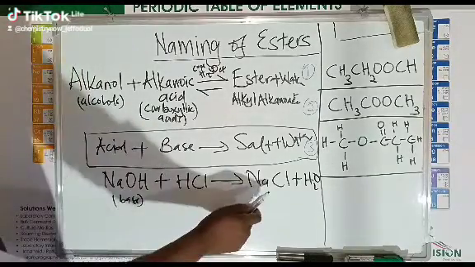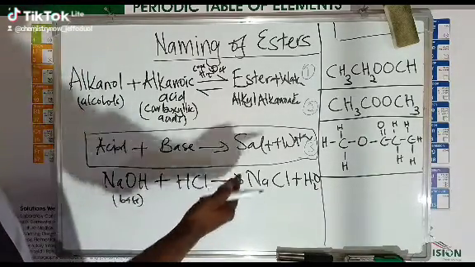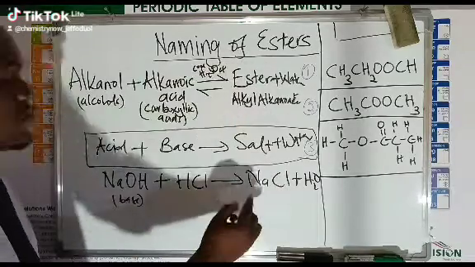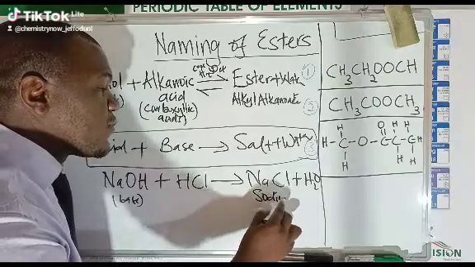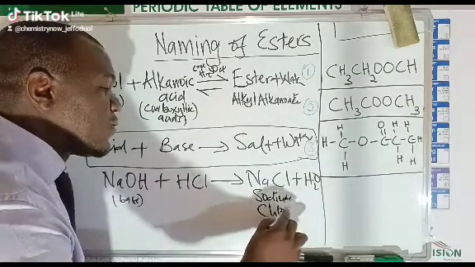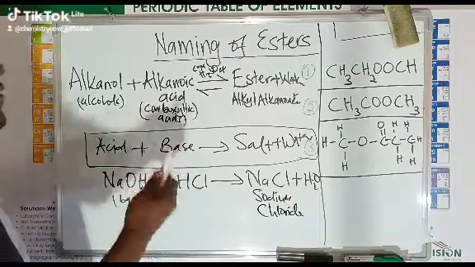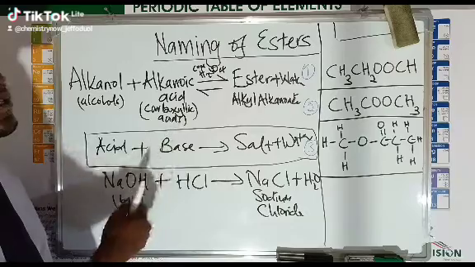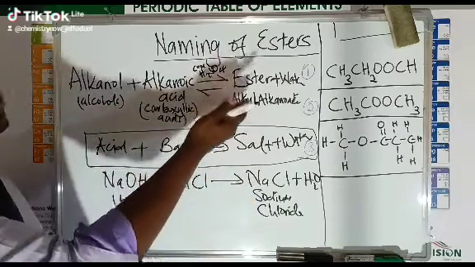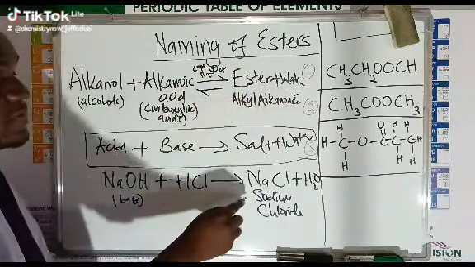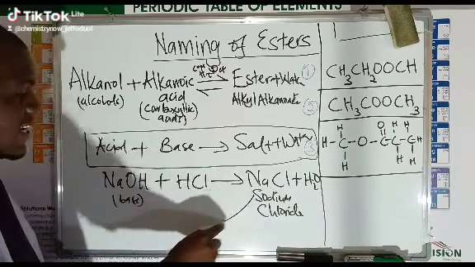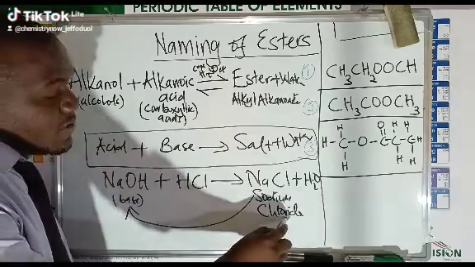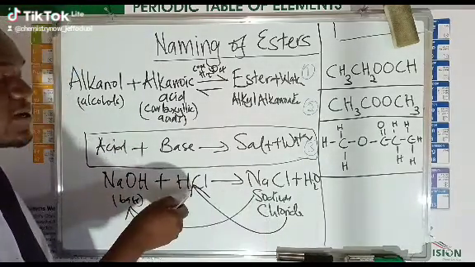Now you can see that the salt formed here, which we can compare to the ester, is called sodium chloride. Now this is important because it will inform how we are going to name the ester. Sodium, the first part of the name, you can see a salt must have two parts in a name. Just like esters also have two parts, alkyl alkanoate. Now the first part of the name of the salt comes from the base. Sodium comes from sodium hydroxide. The second bit of the name comes from the acid, chloride, from hydrochloric acid.